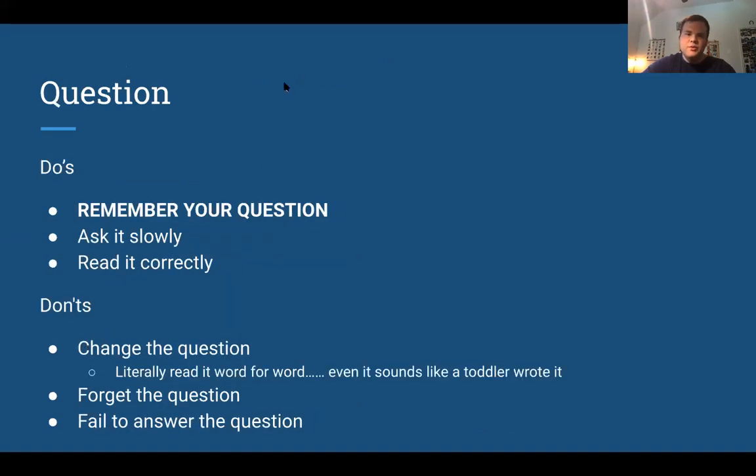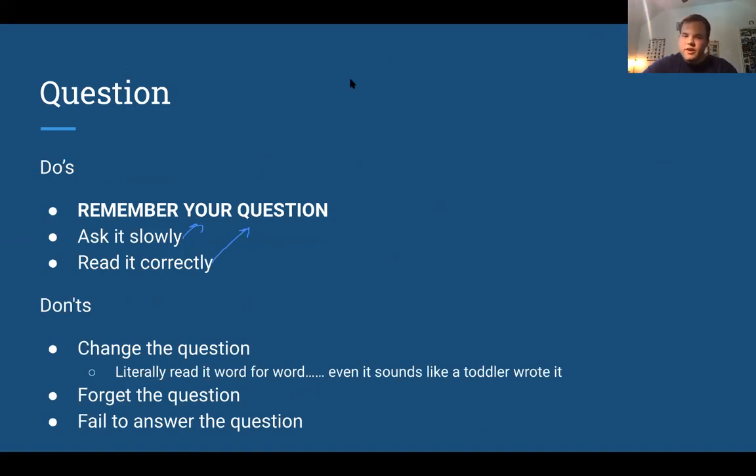So some general rules of thumb. You should always remember your question. If all else fails, at least you can ask your question, because that's like 50% of extemp, just asking your question. Some keynotes on your question: you want to ask it slowly and read it correctly. Even if the question has grammatical or spelling errors, you're just going to want to read it. If it's grammatically incorrect, that's just how life is and you're going to have to roll with it.